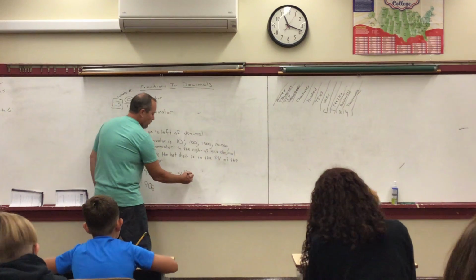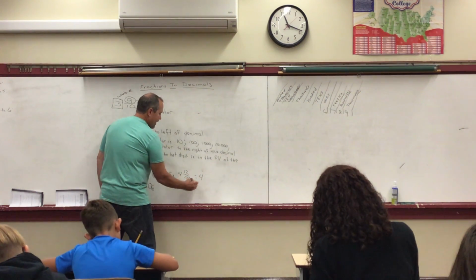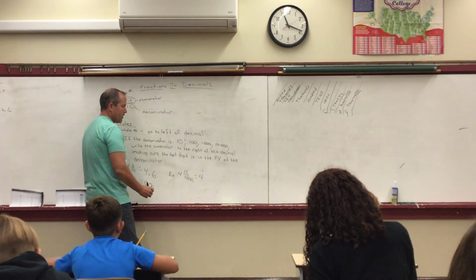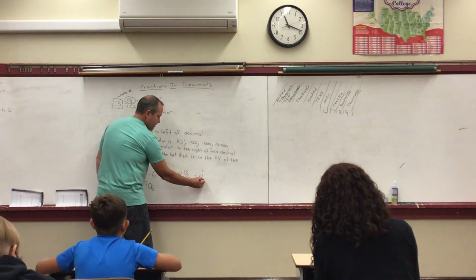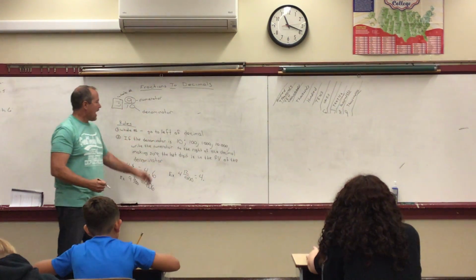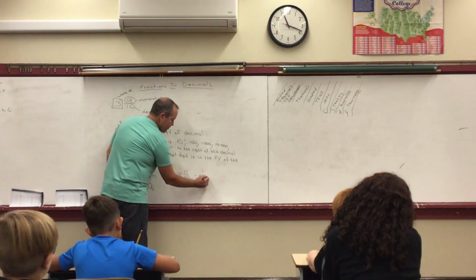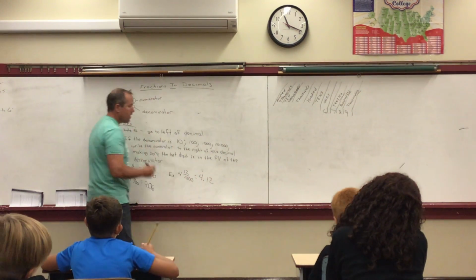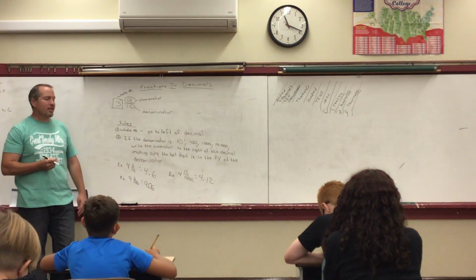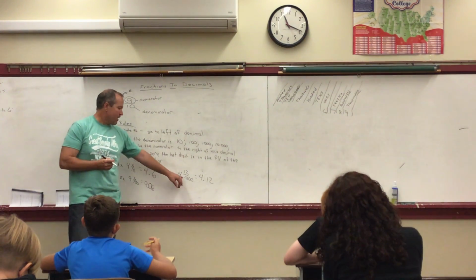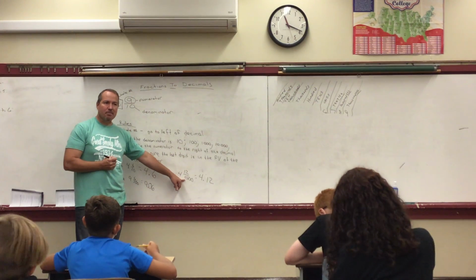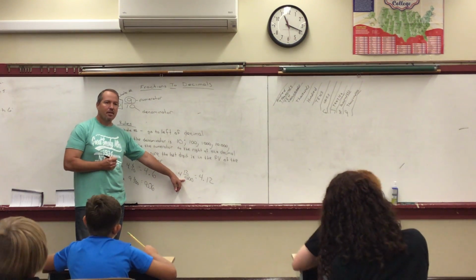Okay, the whole number is 4. That goes to the left of the decimal. The denominator is 1,000. That's one of our numbers. So we write the numerator to the right of the decimal. Now we must make sure that the last digit is in the place of the denominator. So our last digit must be in the 1,000.